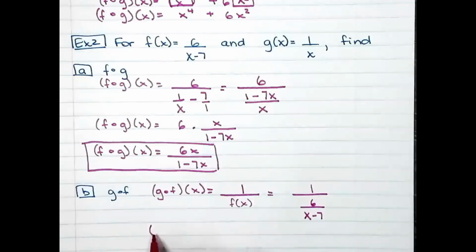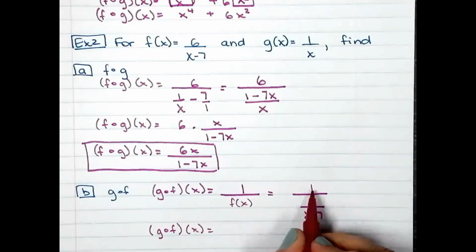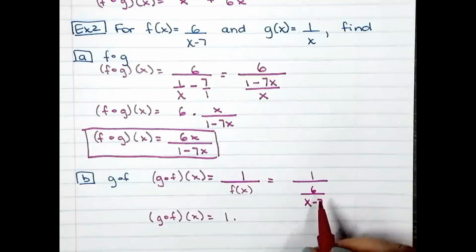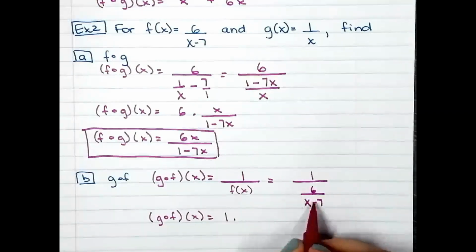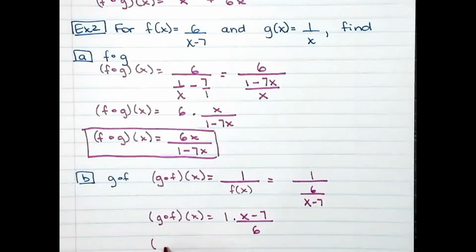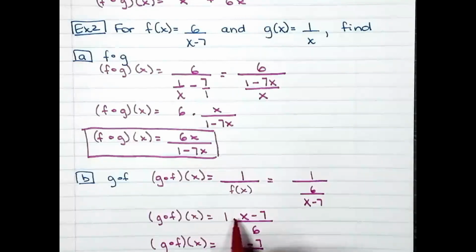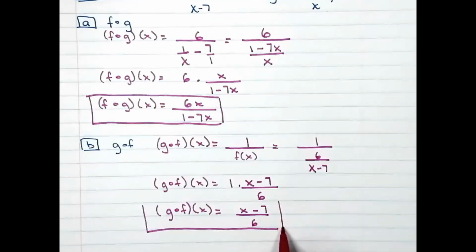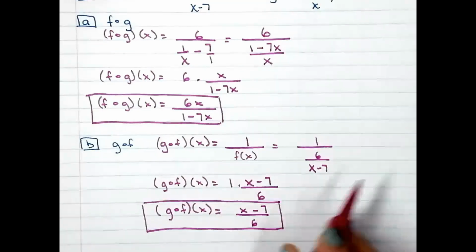So G compose F of X. I have 1 in the numerator. Multiply by the reciprocal in the denominator. So flip this thing upside down: X minus 7 over 6. Okay? Clean that up. G compose f of x is just x minus 7 over 6, because you multiply by 1, you get the same thing. You get it.